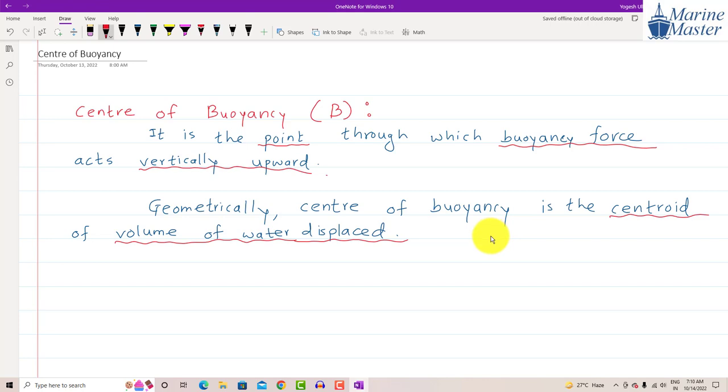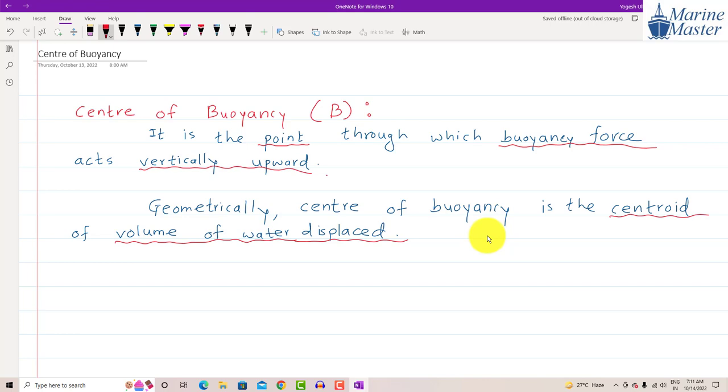So here we have seen two things related with center of buoyancy. First, through the center of buoyancy, the buoyancy force acts vertically upward. And the second point related with center of buoyancy is that it is the centroid of the volume of water displaced. So, the second meaning.